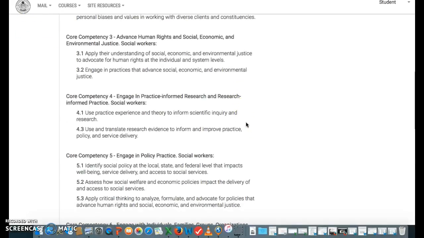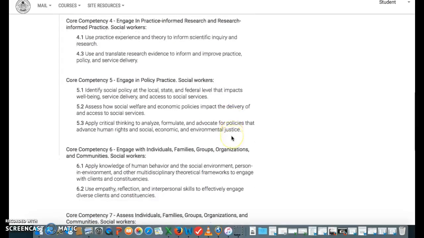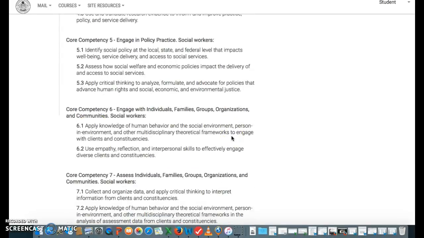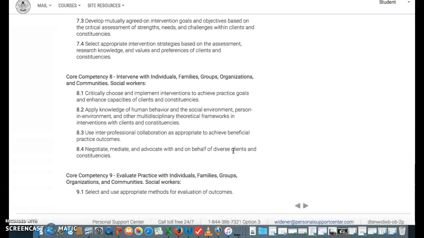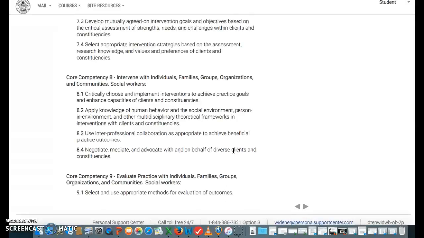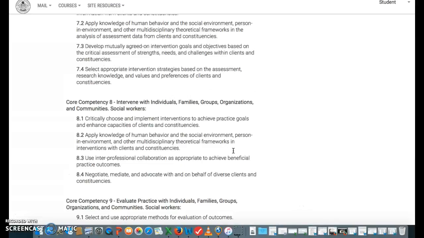We will be talking about engaging in policy practice in human rights and social and economic justice, but also how to engage not only with individuals, but also with families, with groups, and larger macro institutions like organizations and communities. I am not going to go through all the competencies here. There's a total of 9 that are appropriate for this course, but please do read them in detail.